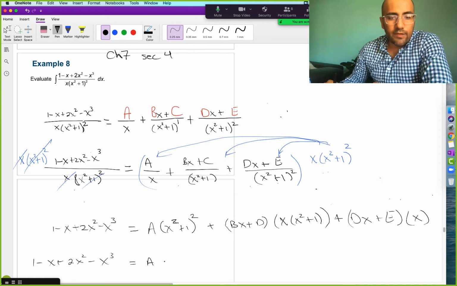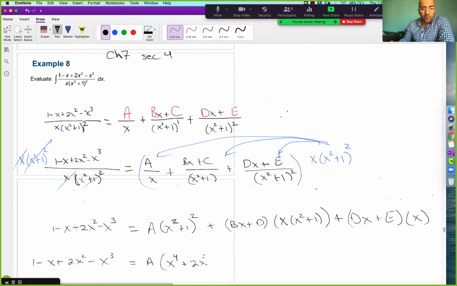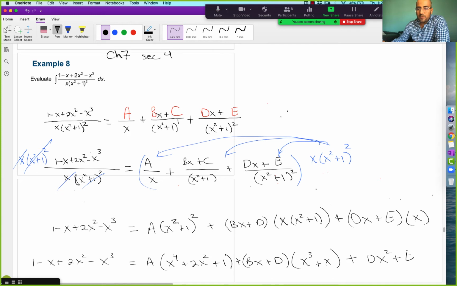So we've got to FOIL everything here. This is going to end up being x to the power of 4 plus 2x squared plus 1. And then this is (bx plus d) times (x cubed plus x). We're going to have to FOIL that next. And then we end up with a dx squared plus ex.